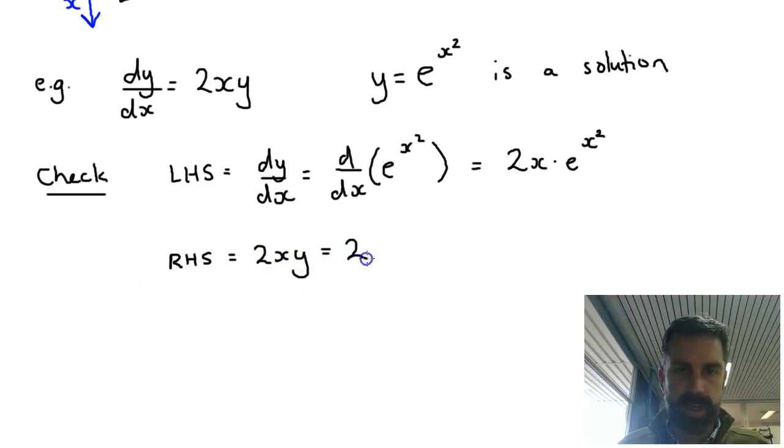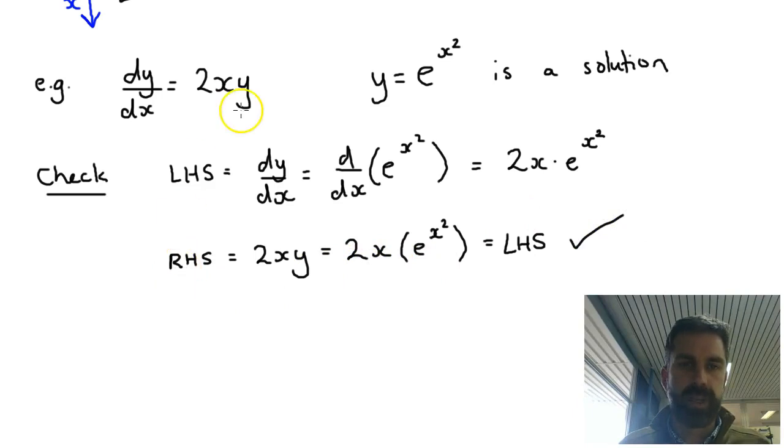Let's substitute in our value of y. Well, that's e to the power of x squared. And so these two things are equal. So that's actually equal to the left-hand side. So yes, that is a solution.